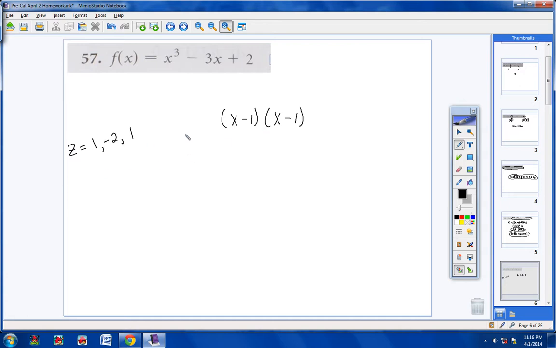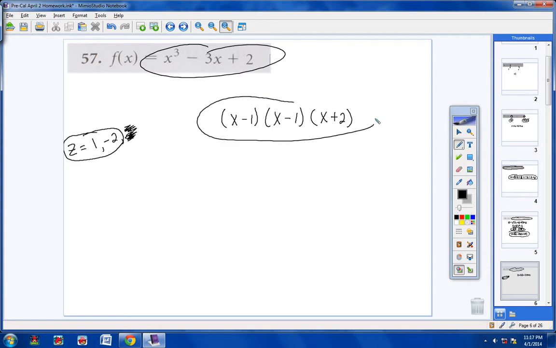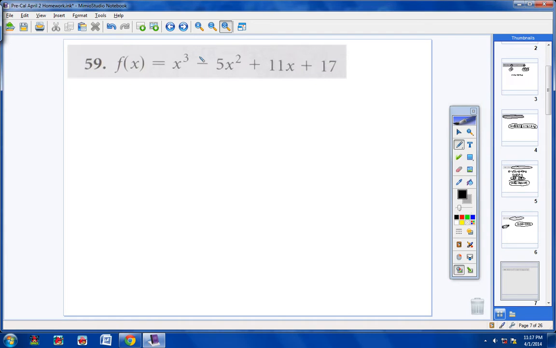So for the +1, I put x minus 1. For the +1, I put x minus 1. And for the -2, I'm going to put x plus 2. So here's my zeros. Now that I've written my linear factors over here, you don't have to keep this 1 in the list. You can if you want to. I wouldn't take off any points for that. But your zeros are 1 and -2. And you have taken this expression here and you've written it with linear factors. Okay? Moving on to number 59.